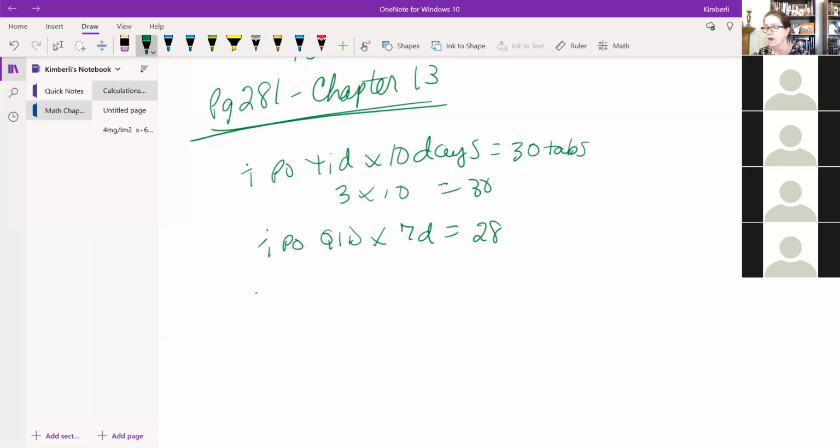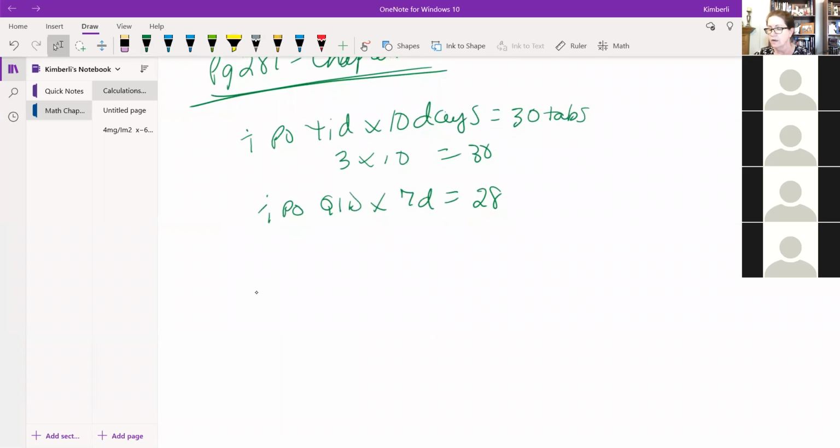So you either have to know the quantity or the amount per day times the duration, which is how many days. So you either have to know the quantity or the day's supply that they're going to be taking it for, okay?